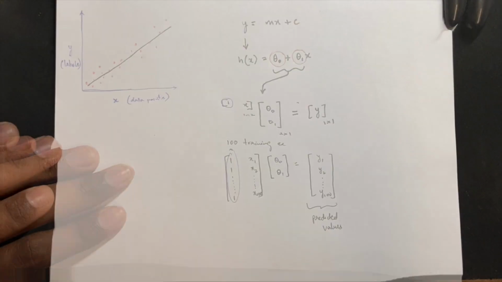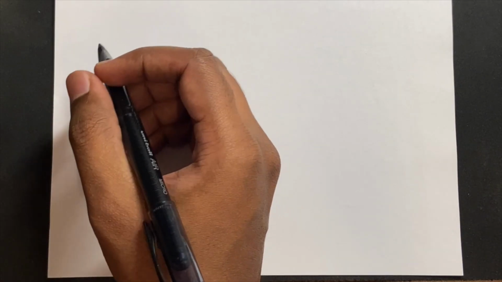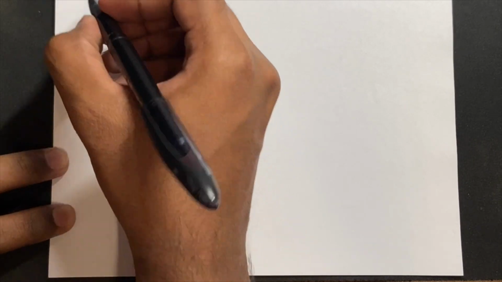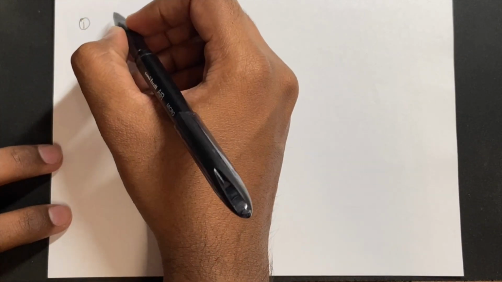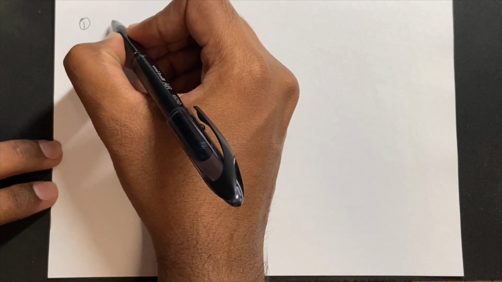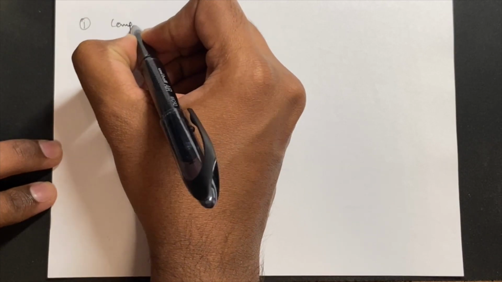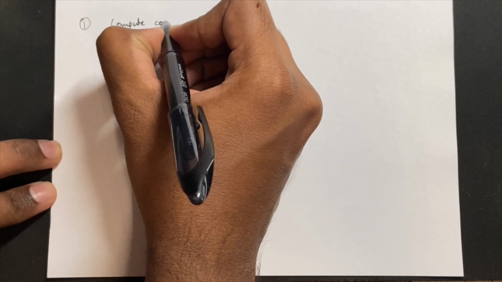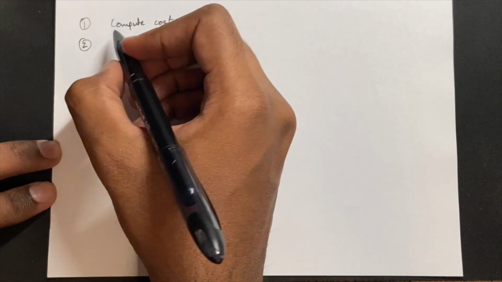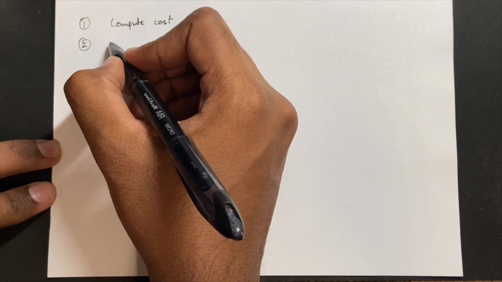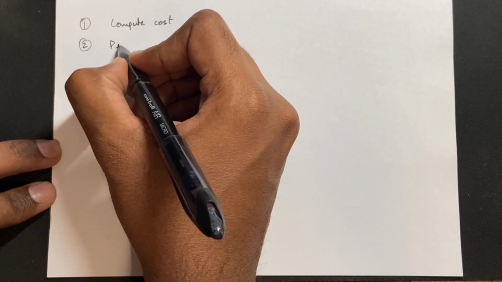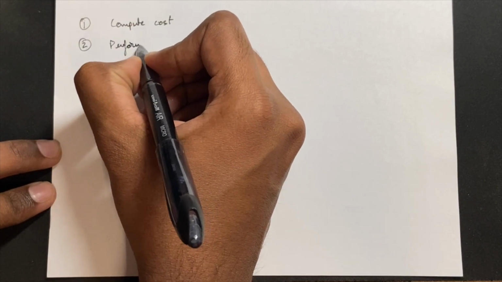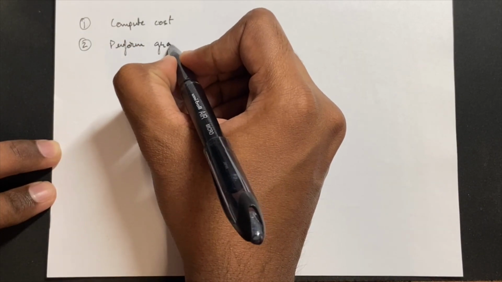Now there are two main functions that we want to carry out for performing linear regression. So the first thing is computation of cost. So compute cost. And the second one is to perform gradient descent. Perform gradient descent.